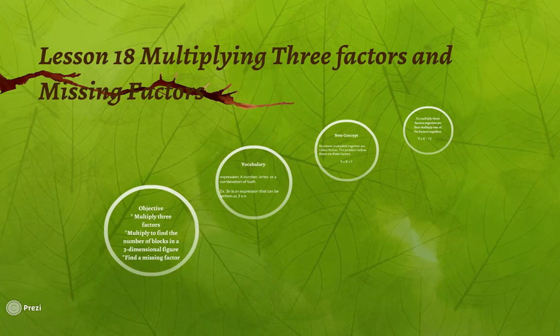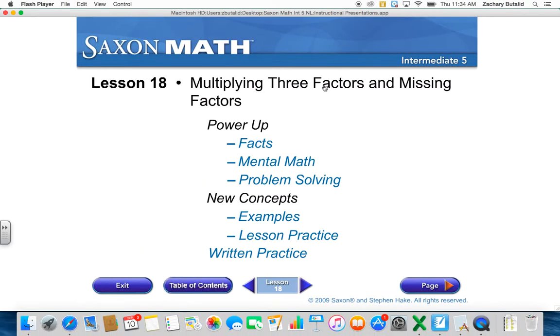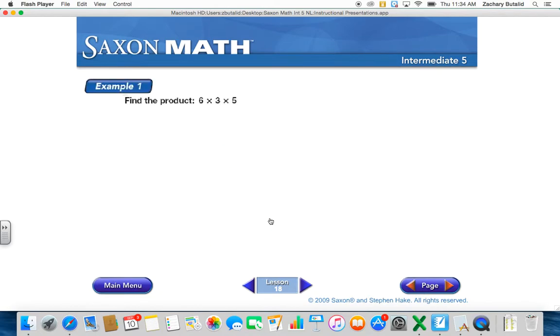Now let's get to this evening's lesson. We'll find some examples. The first is you're going to find the product of 6 times 3 times 5. Remember what we just talked about: you can take any of the numbers to begin with, but let's take 6 times 3, and that will be 18. Then you multiply the next number, and that will give you your answer.